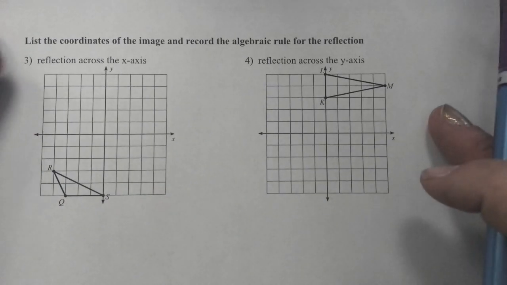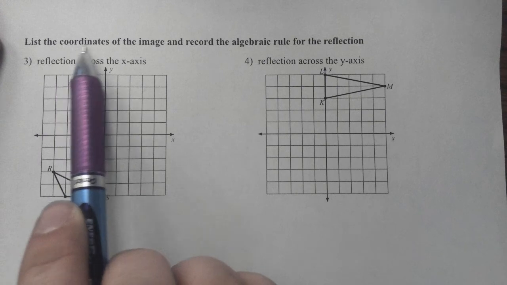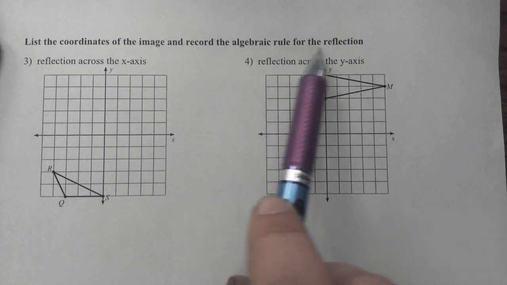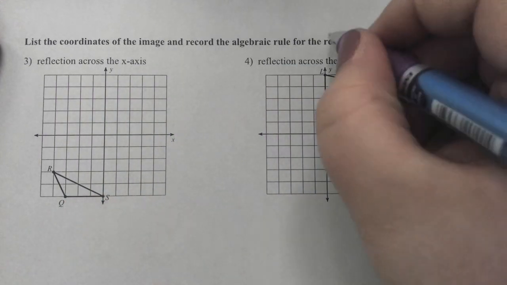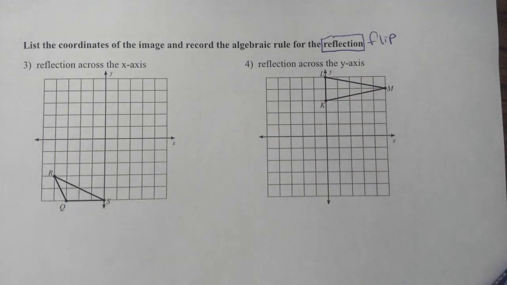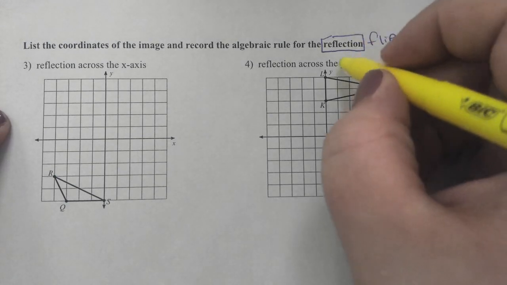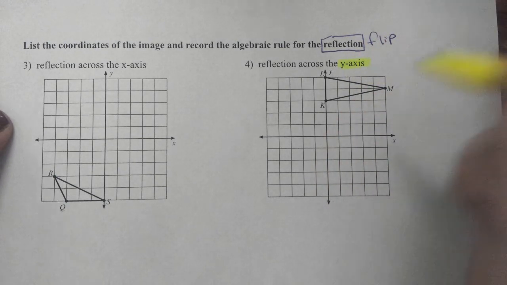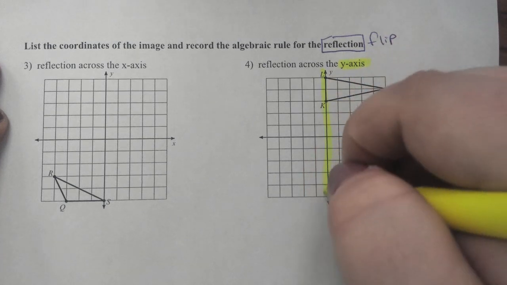Looking at number 4, we've got to list the coordinates of the image and record the algebraic rule for the reflection. Remember, a reflection is to flip across an axis. So we're going to do number 4 together. Number 4 says to reflect across the y-axis. So I'm going to highlight the y-axis.